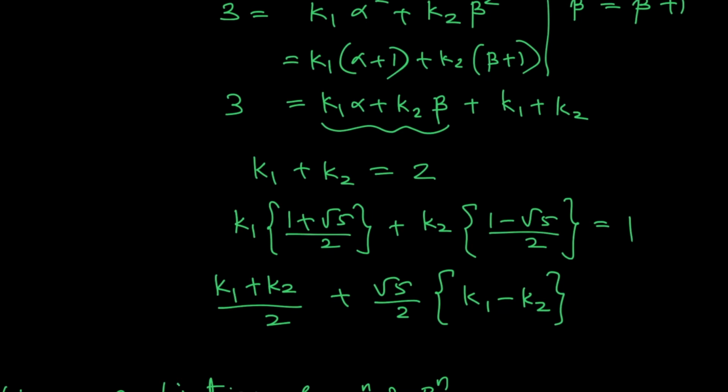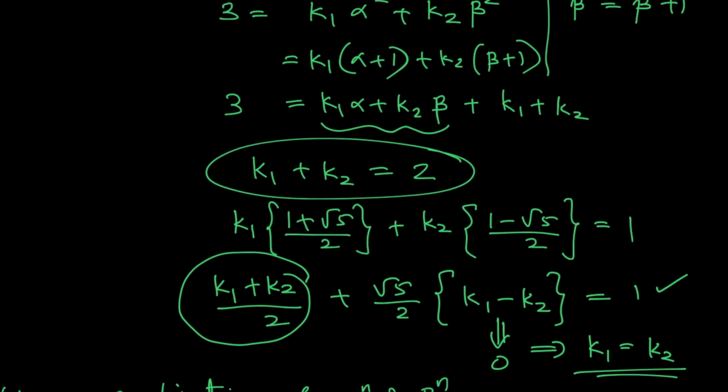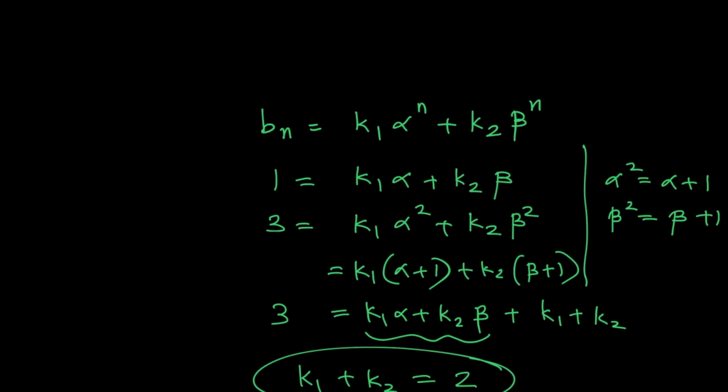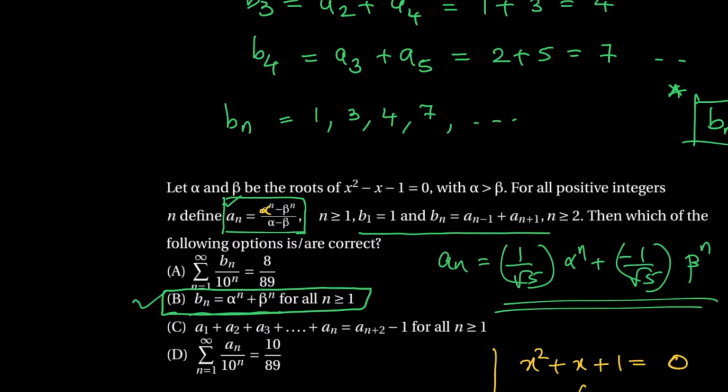Now k1 plus k2 by 2 is 1. So this 1 gets cancelled. So we have k1 minus k2 has to be 0. So we have k1 equal to k2 and k1 plus k2 is 2. So both k1 and k2 are nothing but 1. So our Bn will satisfy what? Alpha power n plus beta power n. So we have proved that part of the question. So this statement is true.